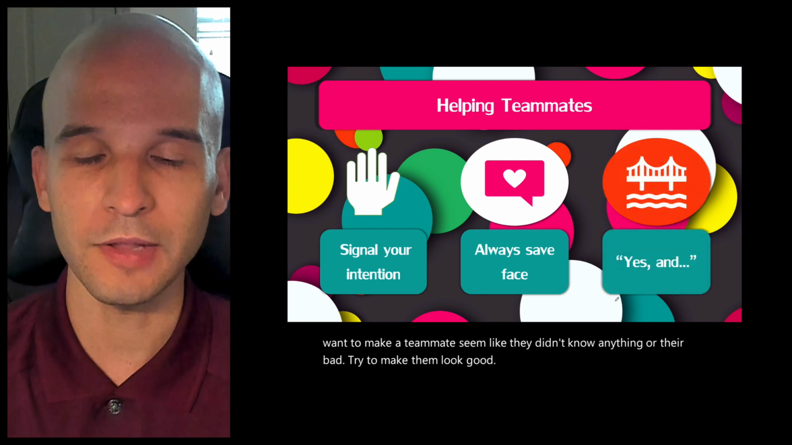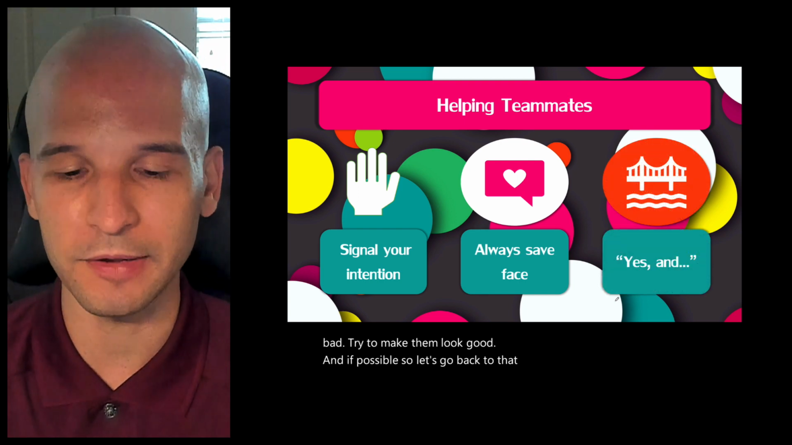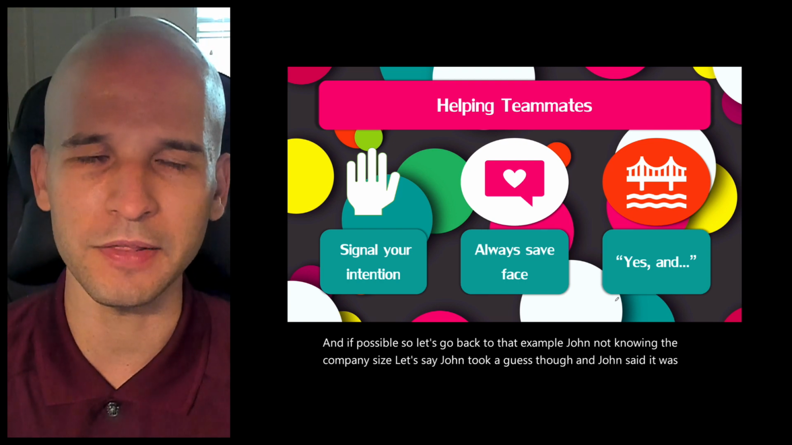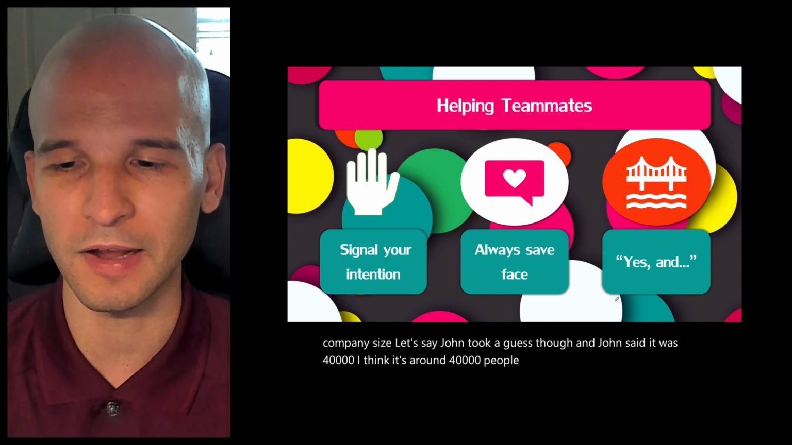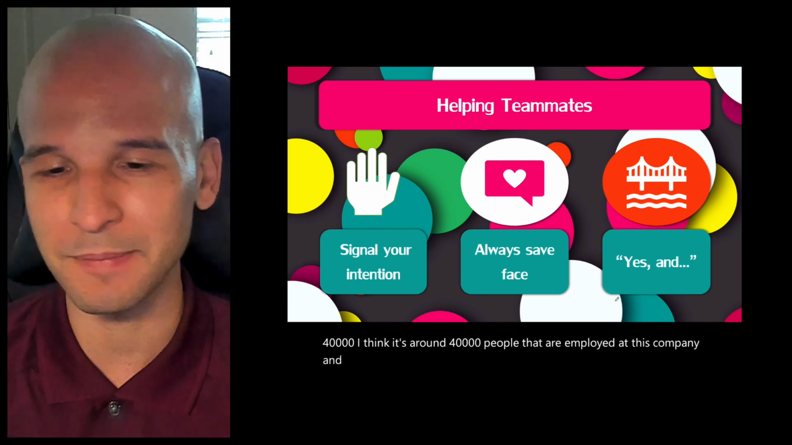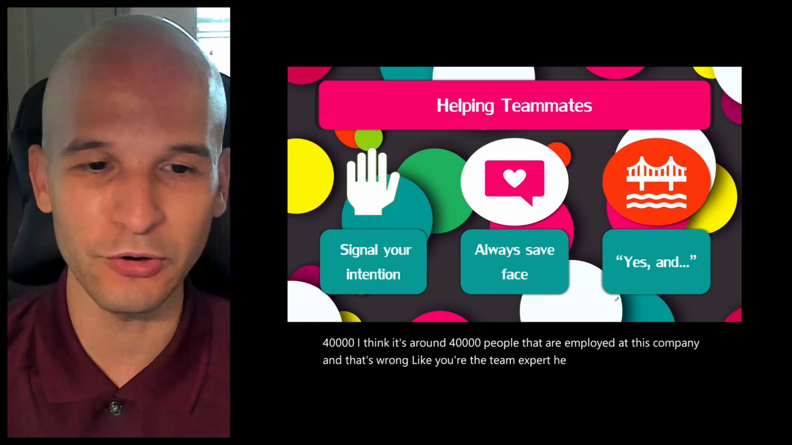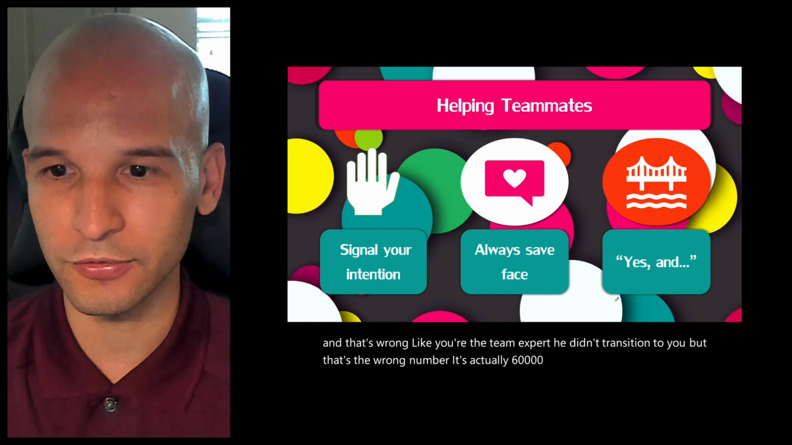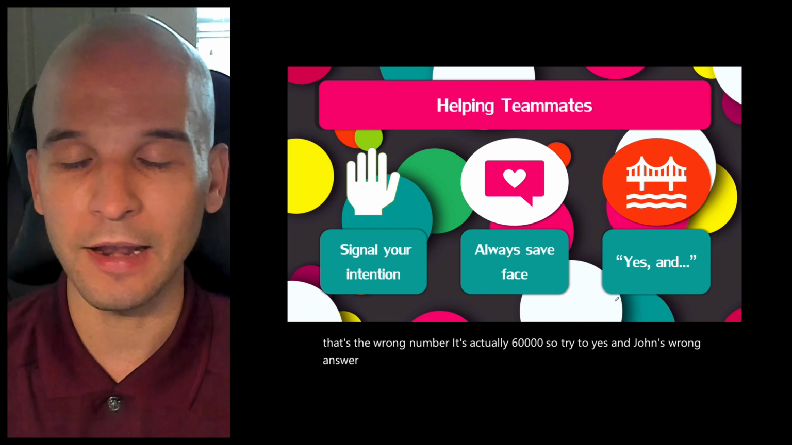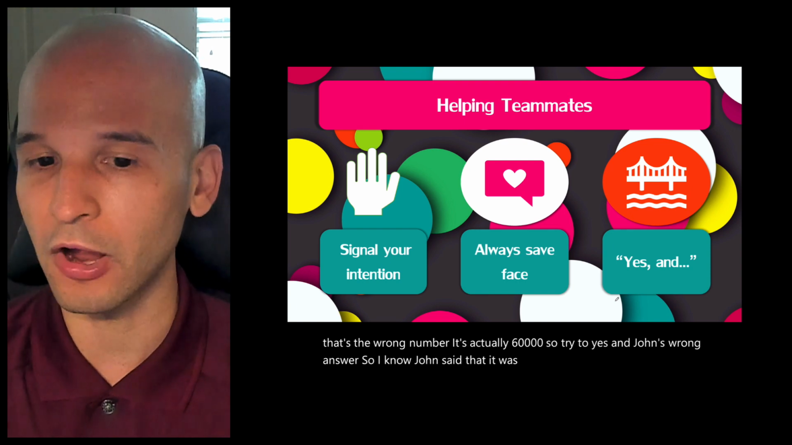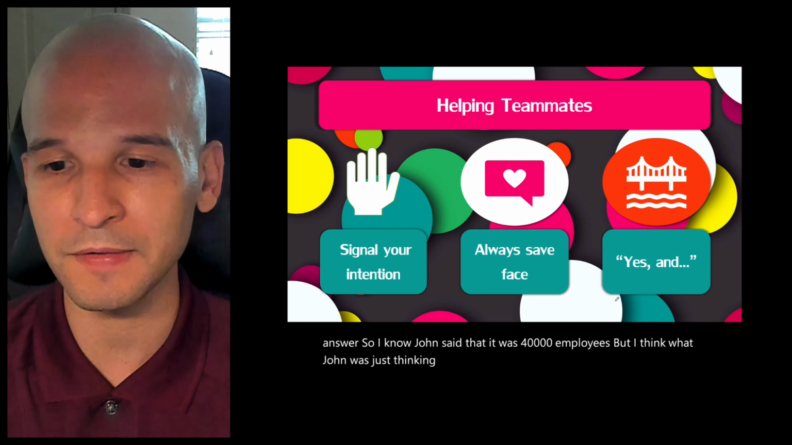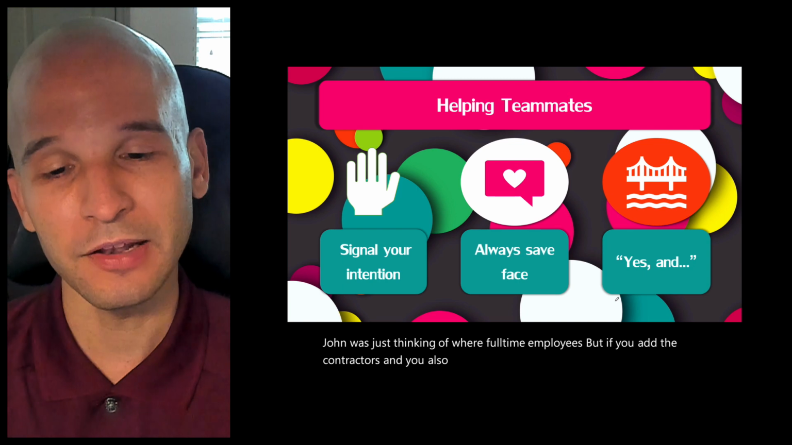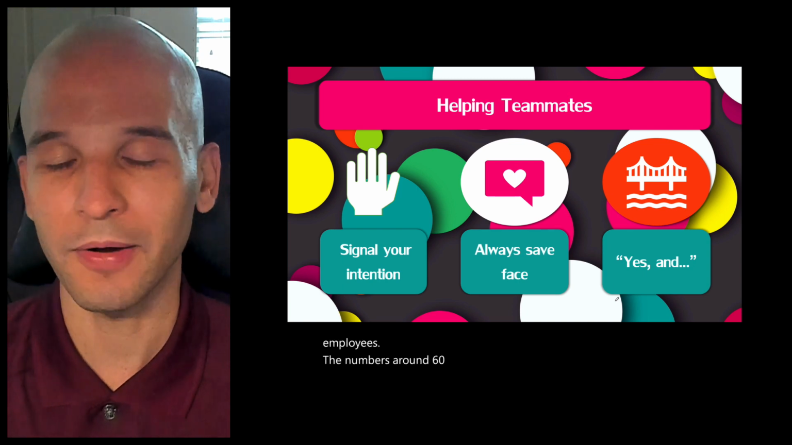And if possible, let's go back to that example, John not knowing the company size. Let's say John took a guess, though, and John said, I think it's around 40,000 people that are employed at this company. And you know that's wrong. You're the team expert. He didn't transition to you, but you know that's the wrong number. It's actually 60,000. So try to yes-and John's wrong answer. So I know John said that it was 40,000 employees, but I think what John was just thinking of were full-time employees. But if you add the contractors and you also add part-time employees, the number is around 60,000. Okay, so I yes-and him.